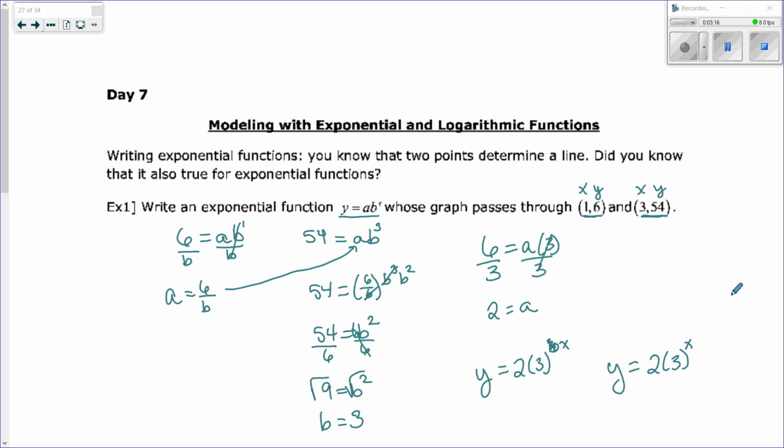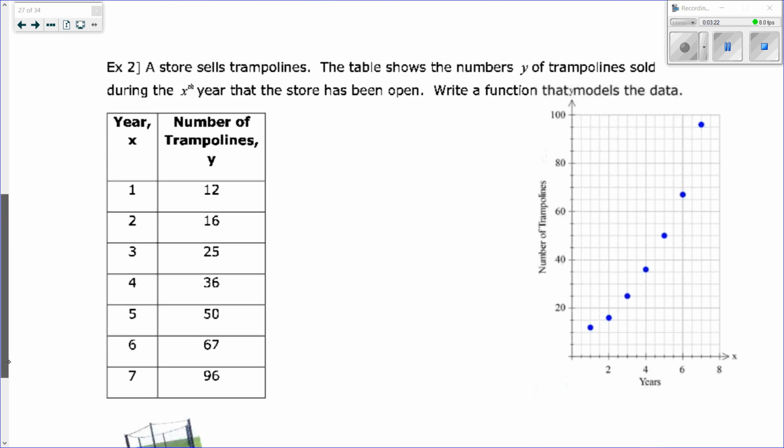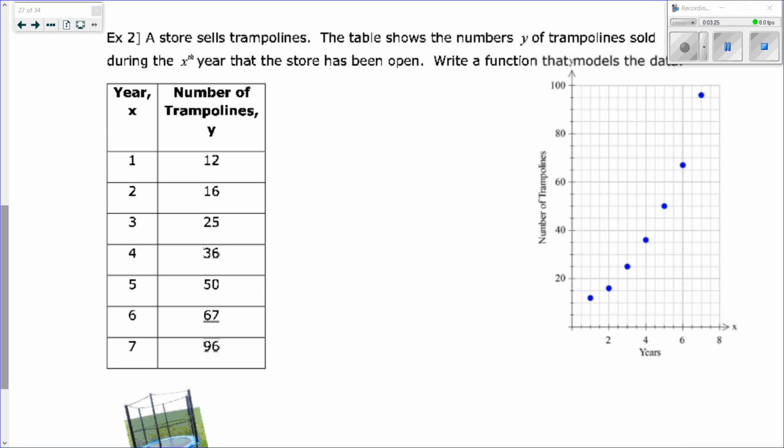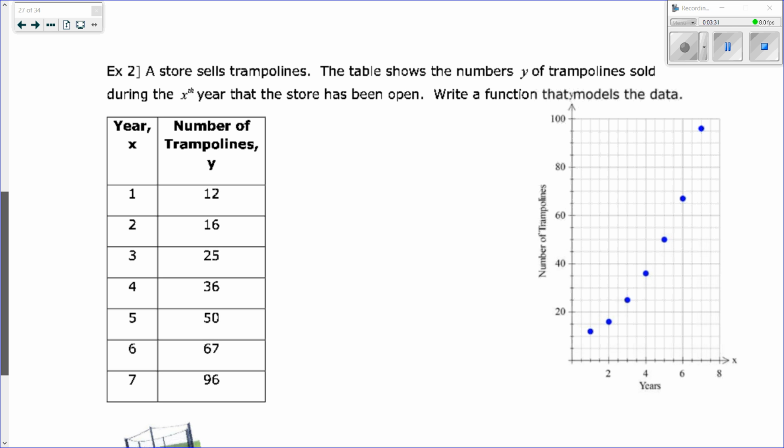All right, moving on. A store sells trampolines. The table shows the number y of trampolines sold during the x year that the store had been open. Write a function that models the data.